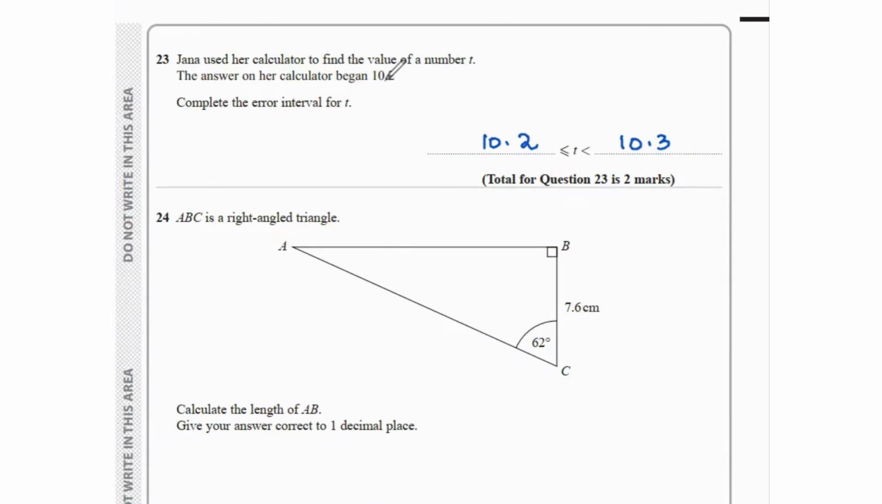Because if the answer on her calculator is beginning with 10.2, it's going to be between 10.2 and 10.3. But as you can see, the inequality states that t is less than this value but greater than or equal to the other value. So 10.3 is not included. It's less than 10.3. So anything less than 10.3 works, but 10.2 and greater works in the other case. So it's going to be 10.2 over here and 10.3 on the other side.